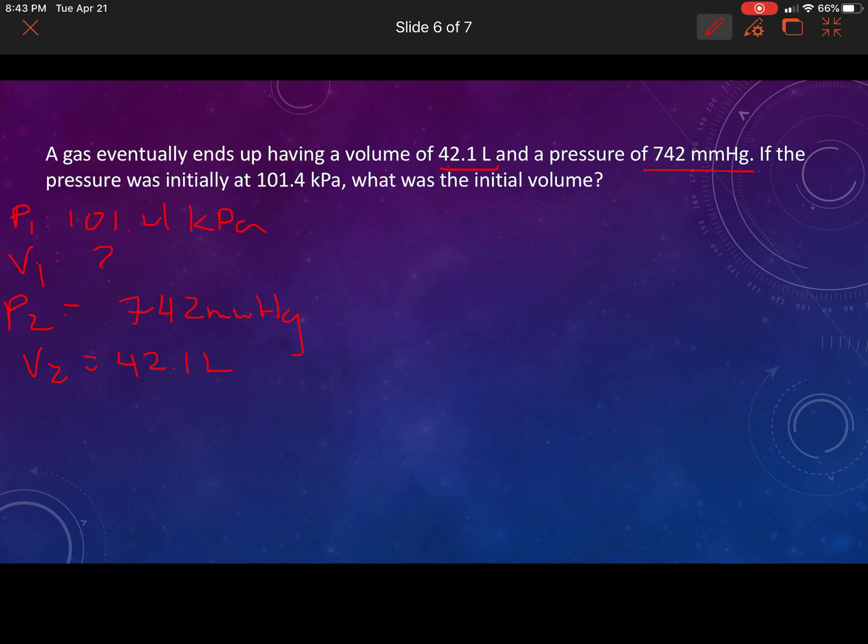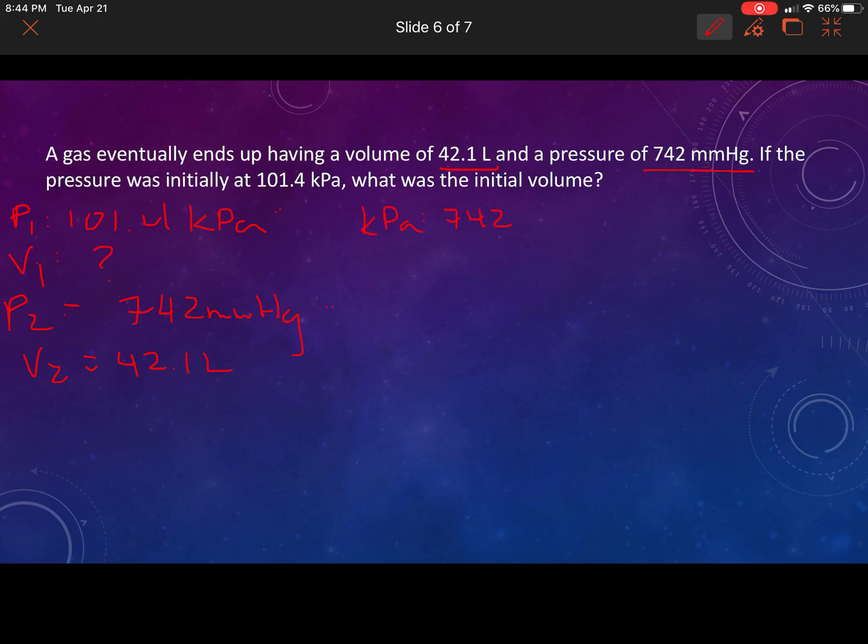Yeah, so our units of pressure are different. You cannot solve this having different units of pressure, which is why at the start of this unit, I had you practice converting units. So here you can either change the millimeters of mercury into kPa, or you can change the kPa into millimeters of mercury. It really doesn't matter. I think I converted in the notes to kPa, so let's go ahead and do that. So we're going to convert this 742 to kPa.